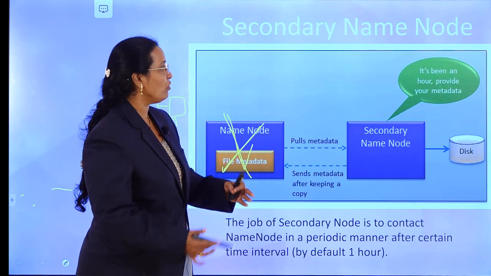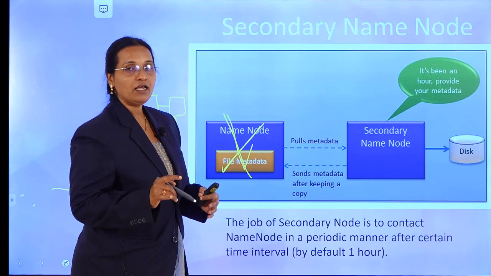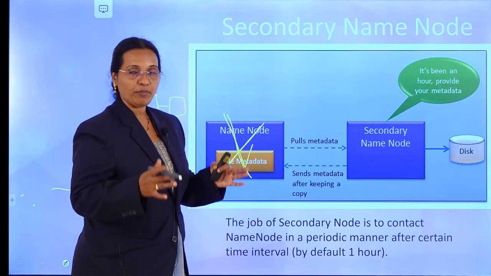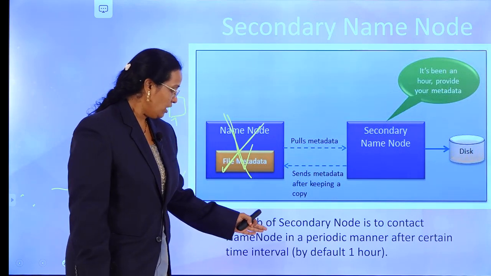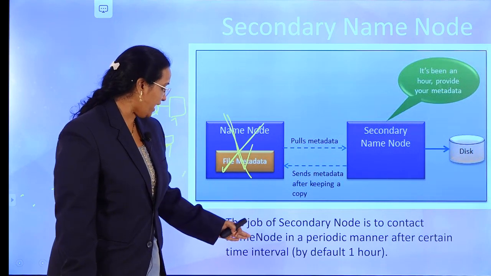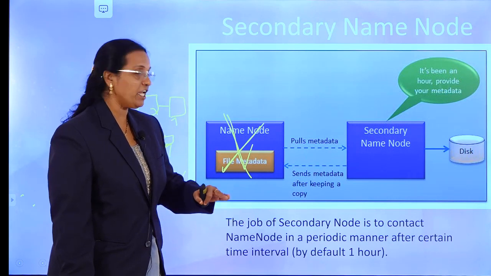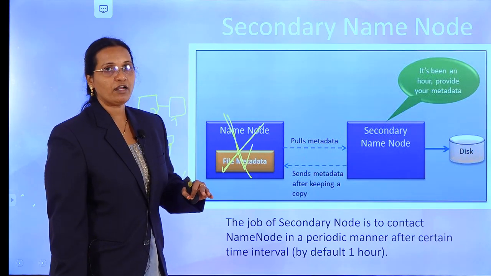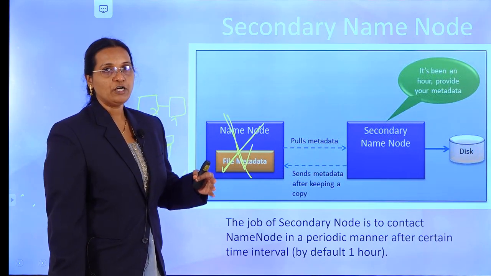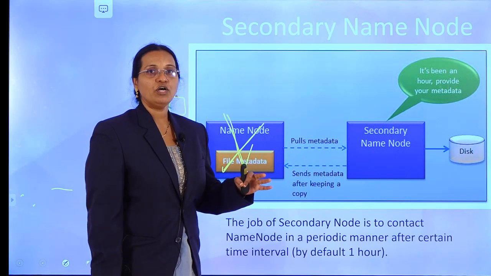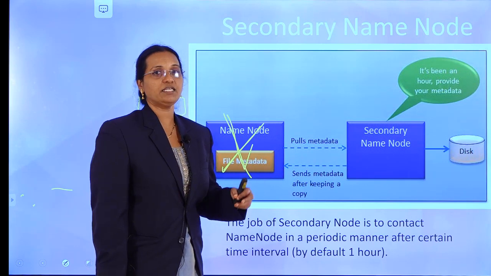And the secondary name node collects or pulls the metadata maybe every 1 hour, or maybe a day, or maybe half a day, based on the importance and the priority of the data. So the job of the secondary node is to contact the name node in a periodic manner after a certain time interval. By default it is 1 hour. For every 1 hour, the backup will be taken from the name node and kept in the secondary name node. So if the name node doesn't work also, there is no need to worry, and the metadata is available at the secondary name node.